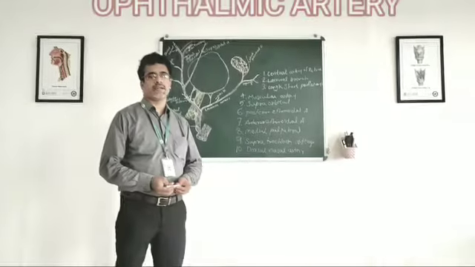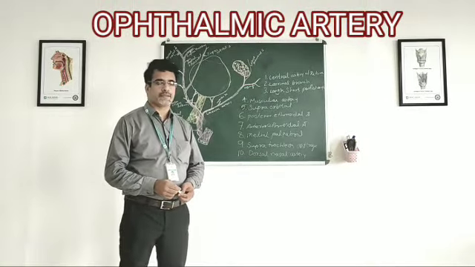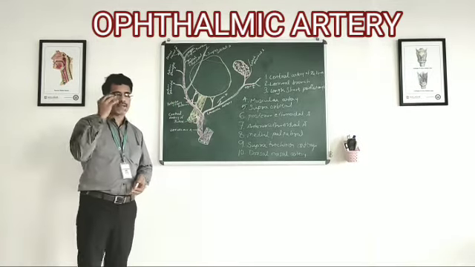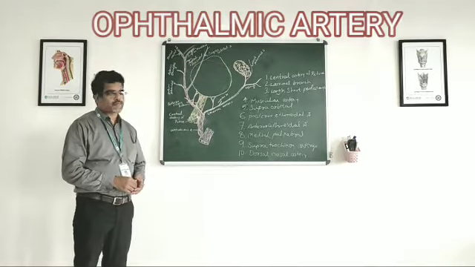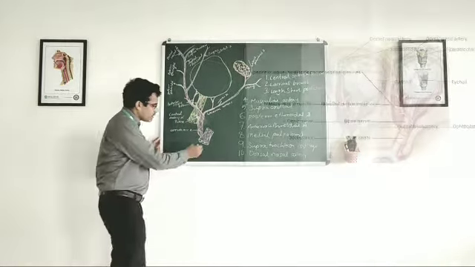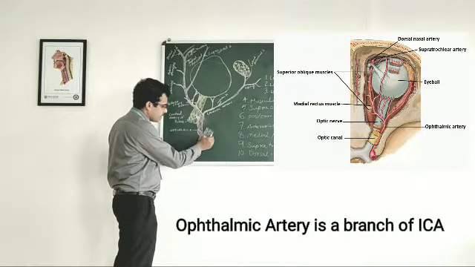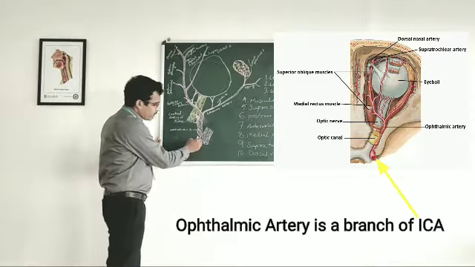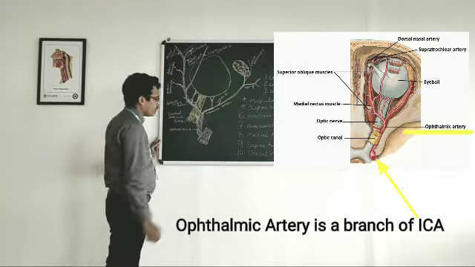This short video is to explain some branches of the ophthalmic artery inside the orbit. The ophthalmic artery is the main artery supplying the contents of the orbit and also the neighboring structures. It is a branch arising from the internal carotid artery. This is the internal carotid artery inside the cranial fossa, and from it there is a branch called the ophthalmic artery.